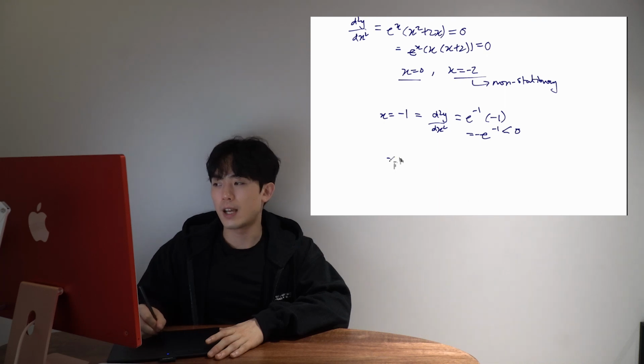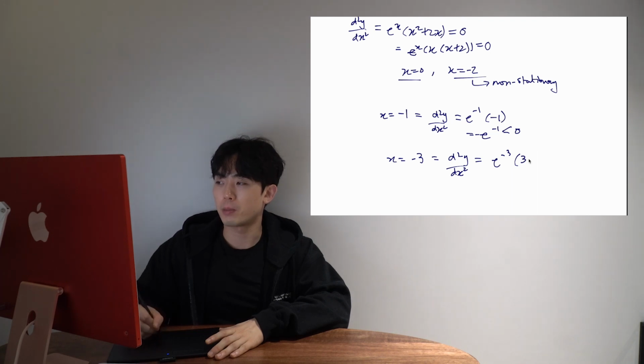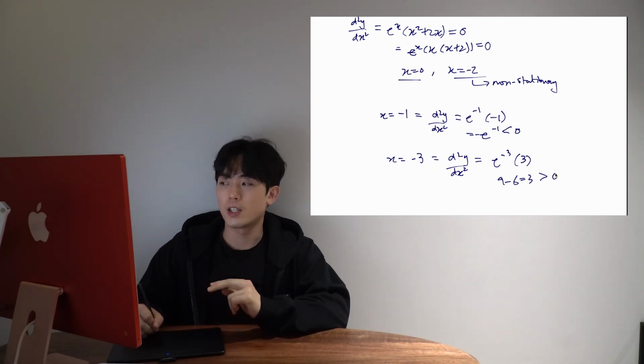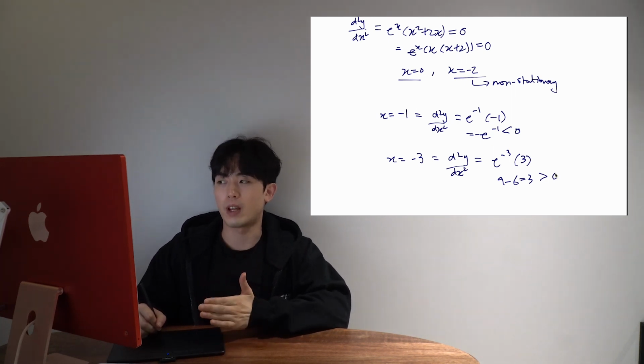Let's go to the other side, so x is negative 3. So therefore, the second derivative, d squared y by dx squared, is going to be e to the negative 3, and then putting minus 3 into here, 9 minus 6 is 3. This one is bigger than 0. So as you can see, either side of this point of inflection, the second derivative changes signs. It goes from negative to positive. This shows that it is a point of inflection, okay?